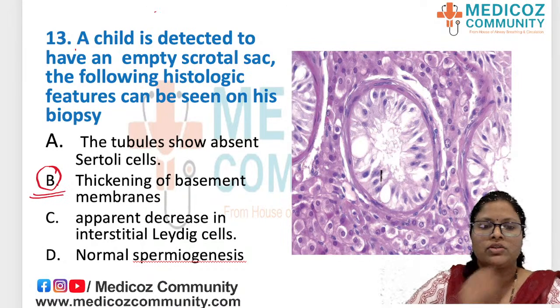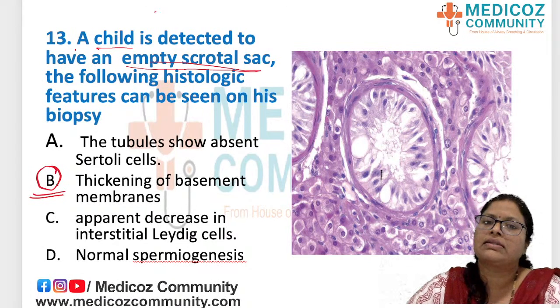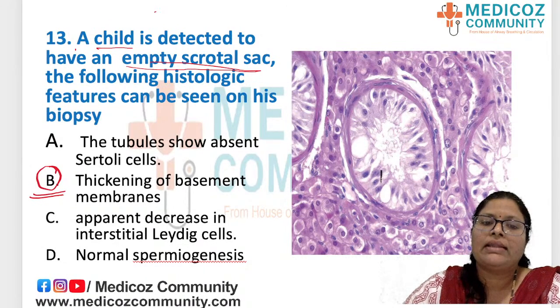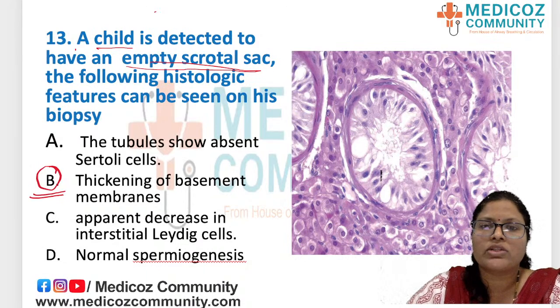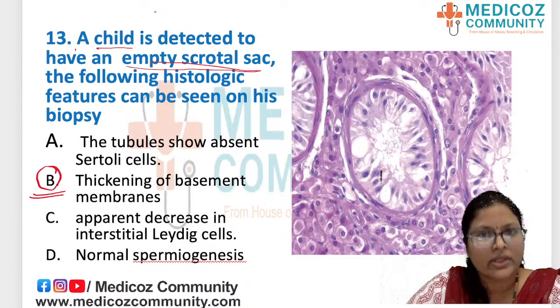So this question, students, what did it ask you? Let's go back to the question. Why is the answer B? This is a small child who is detected to have an empty scrotal sac. What does that say? Which means the testis is undescended, right? And then the following histological features are seen. So that was the question. Okay, so what do you see here? The correct answer is B. Why? Because this is a cryptorchid testis.